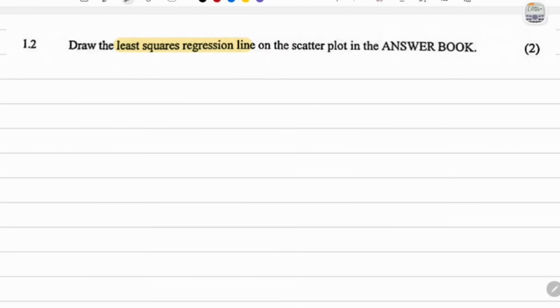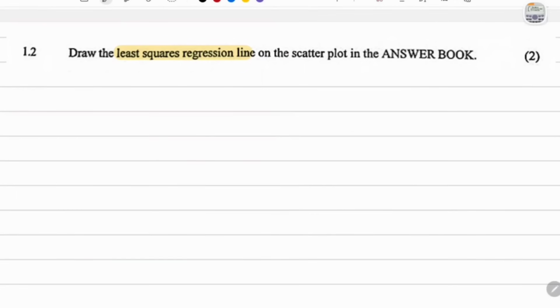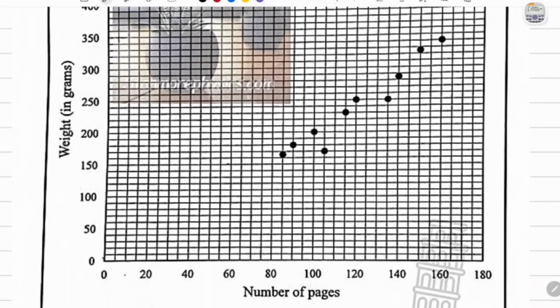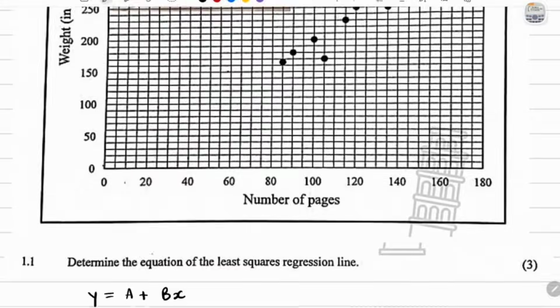Moving on to the next question 1.2, which says draw the least squares regression line on the scatter plot in the answer book. So we have to draw that line on here. I'm going to just use this because I don't really have that answer book. So this is what we're going to use.